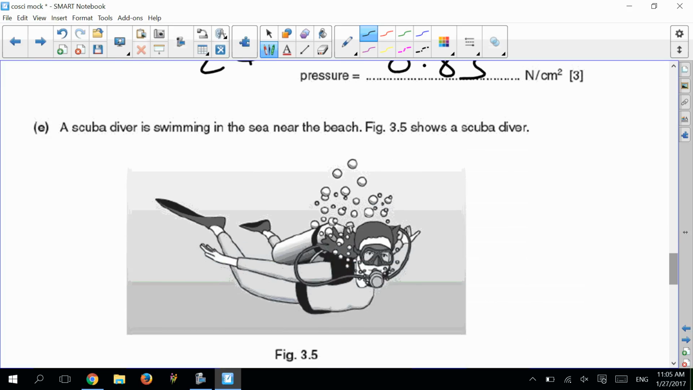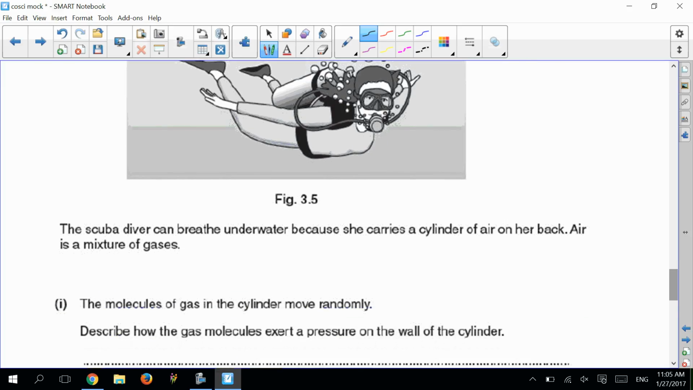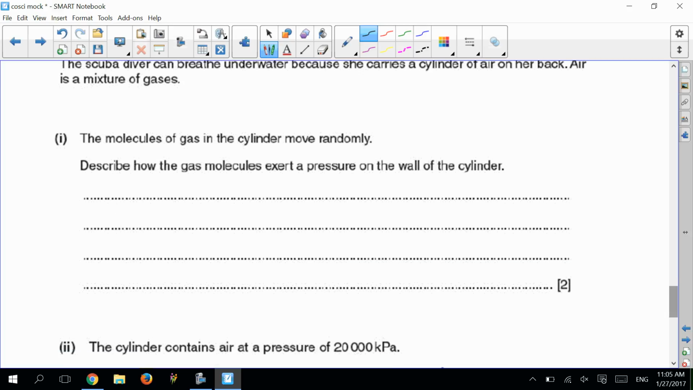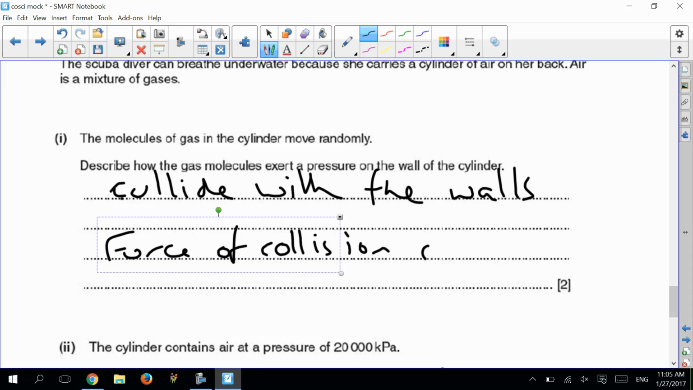A scuba diver is swimming in the sea near the beach. Figure 3.5 shows a scuba diver, in case you didn't know what a scuba diver looked like. The scuba diver can breathe underwater because she carries a cylinder of air on her back. Air is a mixture of gases. The molecules of gas in the cylinder move randomly. Describe how the gas molecules exert pressure on the walls of the cylinder. So we've got 2 key ideas here: that the molecules collide with the walls, and for a pressure we need a force. So the force of collision creates a pressure.